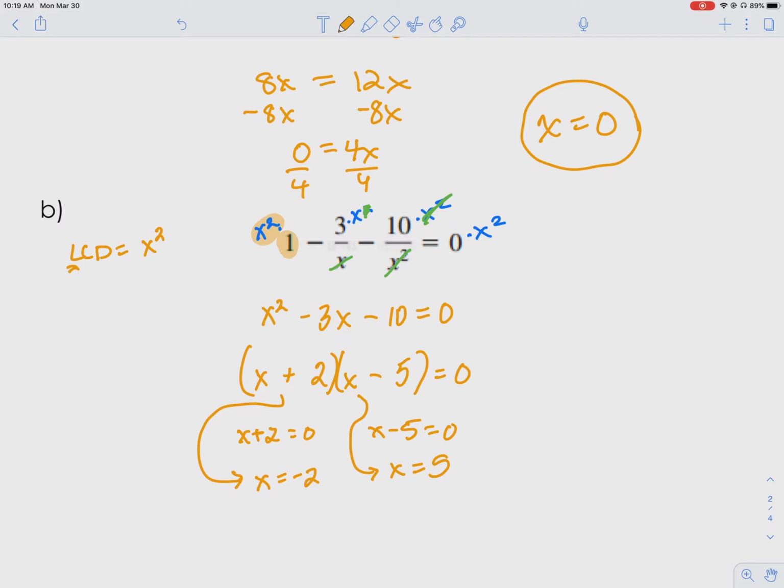Okay, so we're almost finished, but we can't just circle them because we need to make sure that I don't get a 0 on the bottom. So let's see if I'm going to get a 0 on the bottom if I plug in my -2. I don't get a 0 because that's not going to be 0. If I plug in my 5, put them in the bottom, I don't get any zeros on the bottom. So I actually have two answers, -2 and 5. I guess I could have put that in a set as well.